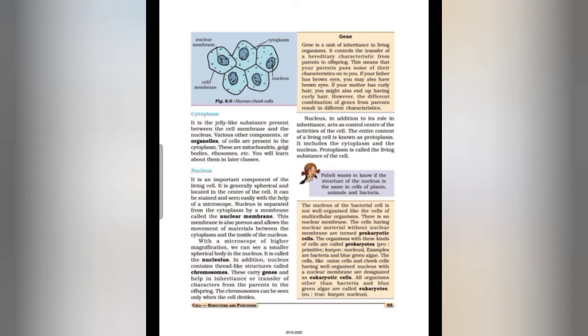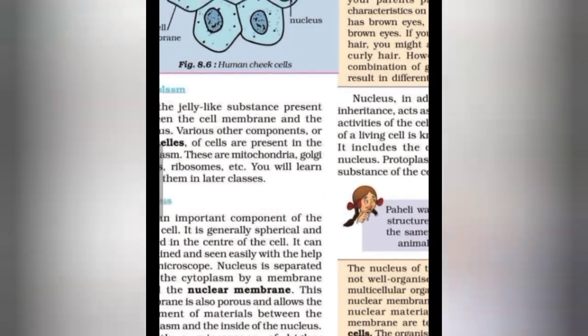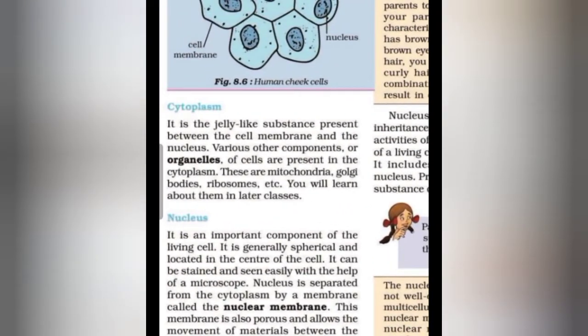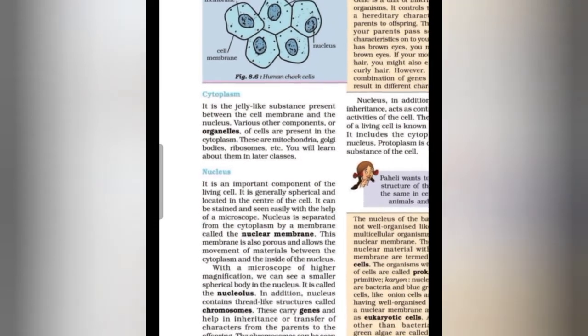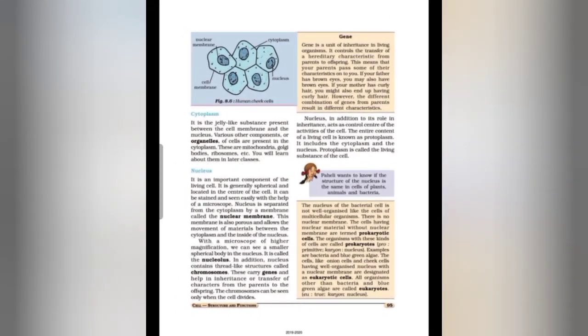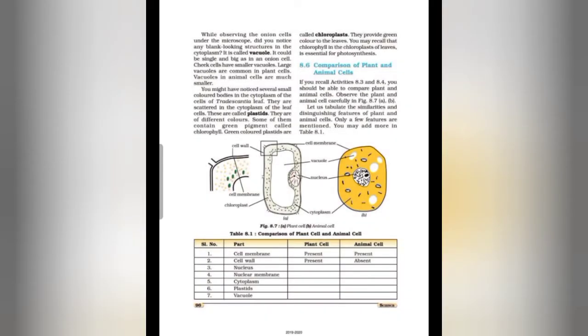The nucleus is a large and spherical structure, as you can see in the human cheek cell. You can observe in the center of the cell, the spherical structure that is called the nucleus. So the nucleus is an important component of the living cell. After staining, it can be easily seen with the help of a microscope. In animal cells, the nucleus lies at the center of the cell, as you can see in figure 8.7b.